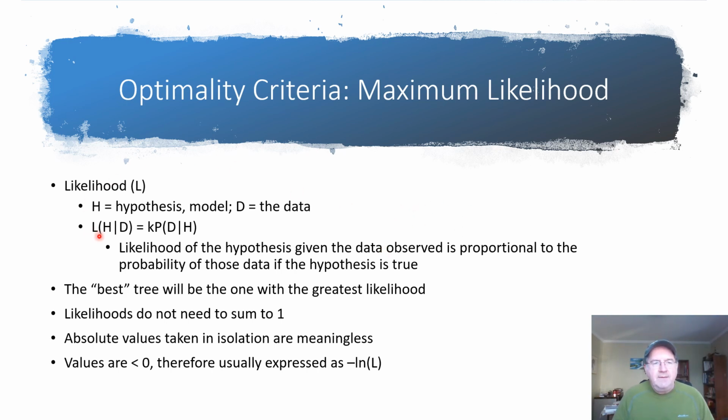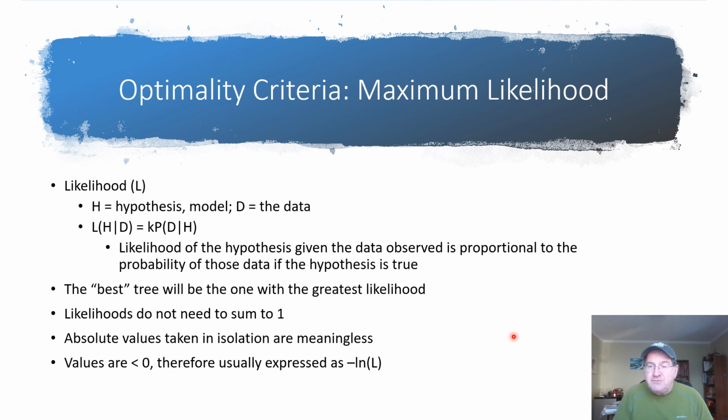Then this is the symbolic representation, this is the wordy representation. The likelihood of your hypothesis, that cladogram you have, given the data that you have, is equal to some constant. We don't know what that constant is, but some constant times the probability of getting those data if the hypothesis is true. The probability of the data given the hypothesis is proportional to the likelihood of the hypothesis given the data.